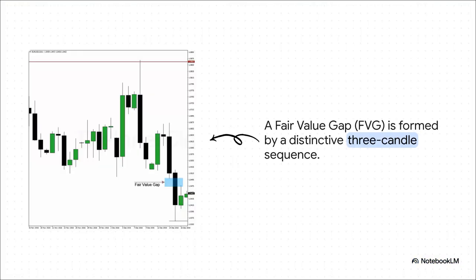Take a look at the highlighted area right here. You can see how clear this pattern is. It's always made up of 3 key candles. You have candle 1 on the left, you've got that big explosive move in the middle, that's candle 2, and then you have candle 3 on the right. The gap itself is that empty space created by that big middle candle.